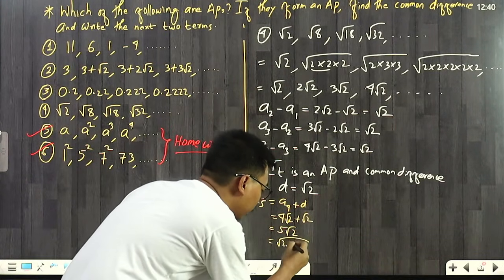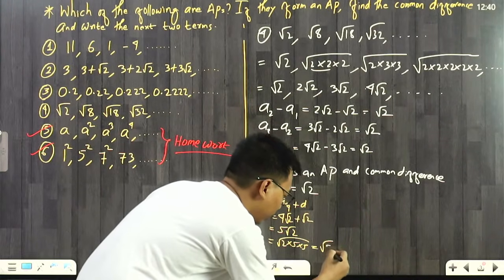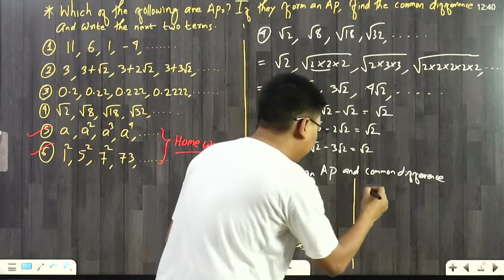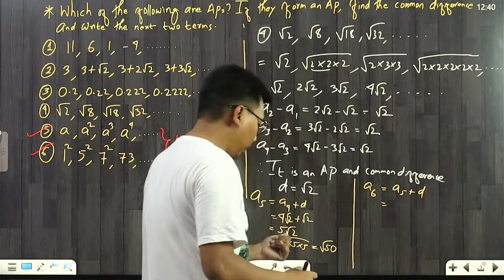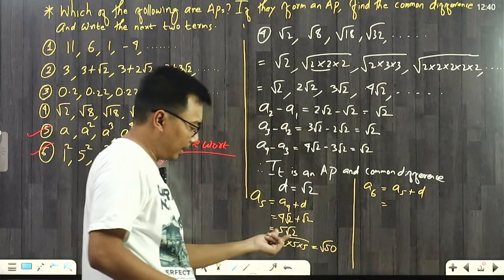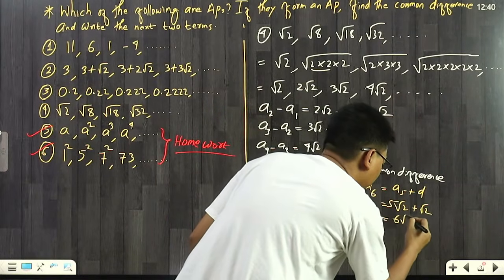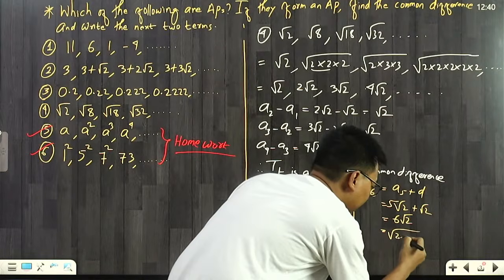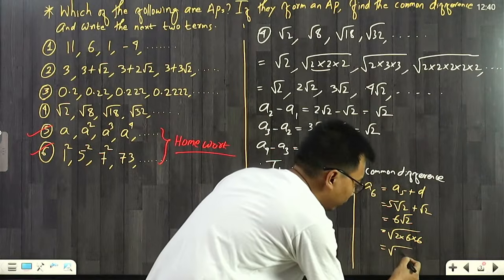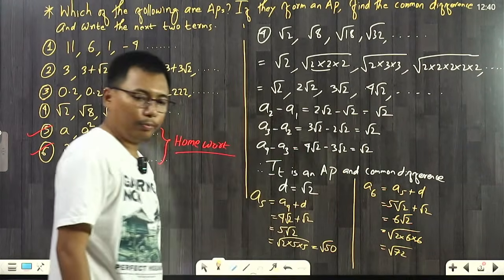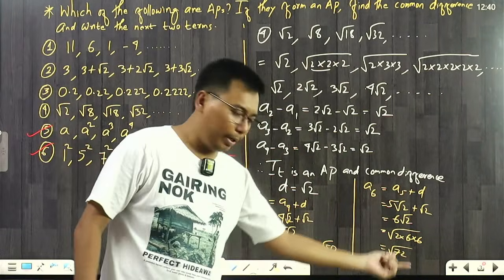Or we can take this 5 inside, so we'll get root 50. And what will be A6? A6 will be A5 plus D. We'll use 5 root 2 plus root 2, and we'll get 6 root 2. Now we'll take this 6 inside the square root. 6 6s are 36, 36 2s are 72. So these are our next two terms for this AP, which are root 50 and root 72.